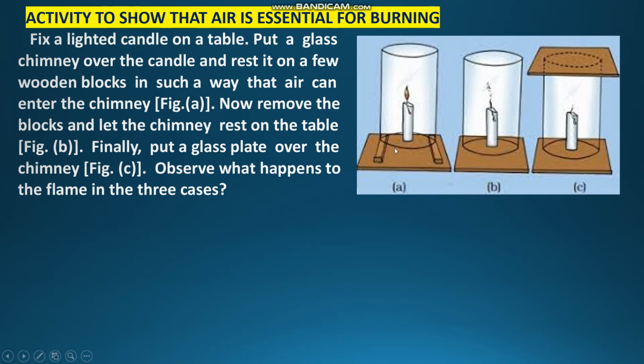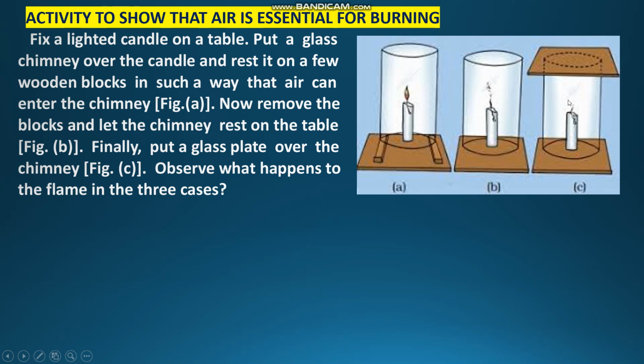So this chimney is resting on a few wooden blocks. Here you can see two wooden blocks on which the chimney is resting. Now next, what we have to do? We have to remove the blocks and let the chimney rest on the table. In figure B, you can see that we have removed these wooden blocks. Now the chimney is resting on the table.